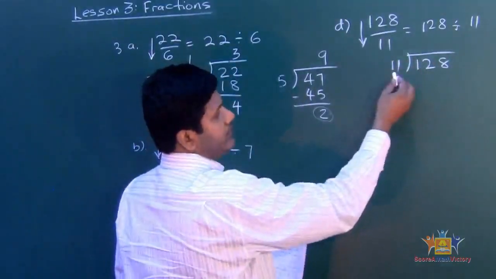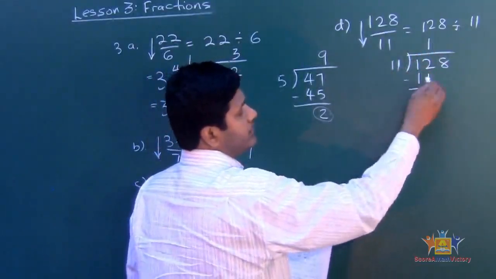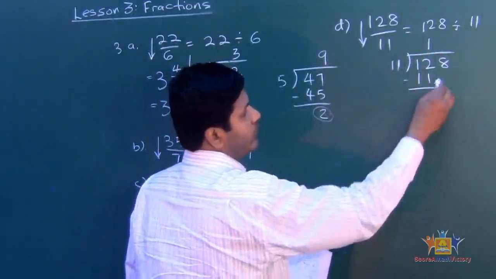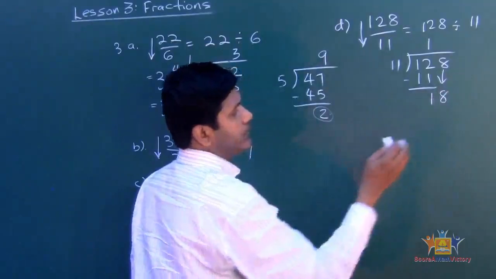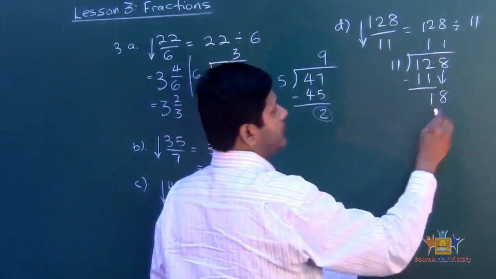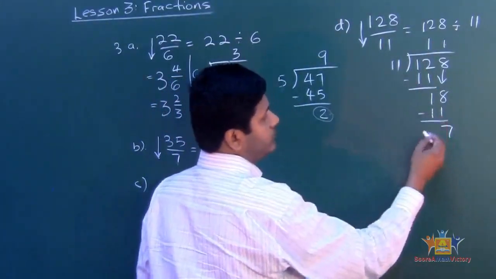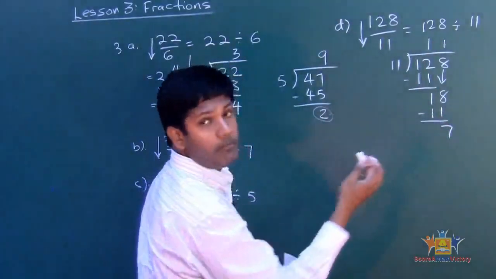In 12, there's how many 11? 1. 1 times 11 is 11, 2 minus 1 is 1, 1 minus 1 is 0. I'm going to bring 8 down. In 18, there's how many 11? 1 also, because 1 times 11 is 11, 8 minus 1 is 7, 1 minus 1 is 0. So that's your balance.